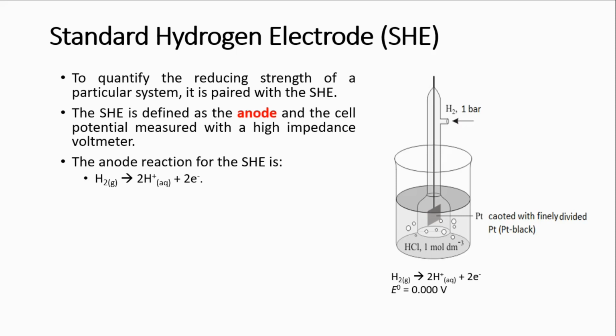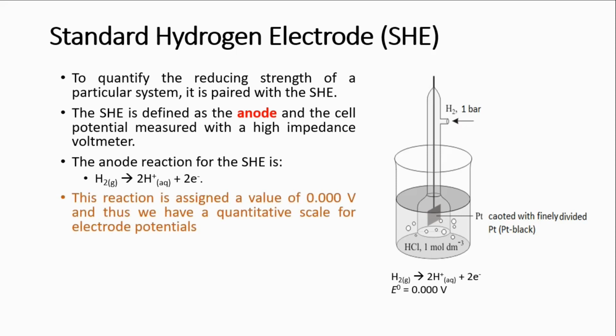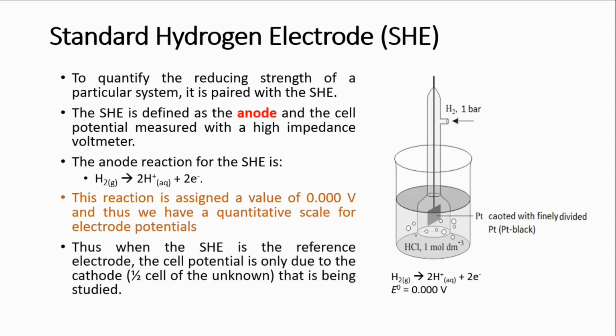gas is being converted to hydrogen ions. That is, losing 2 electrons to produce 2 H plus ions in solution. Now, the reaction, like mentioned earlier, is assigned a value of 0.00 volts. Thus, we have a quantitative scale for electrode potential. So all electrode potentials, which are reduction potentials, are measured relative to the SHE. And of course, the SHE is our universal reference electrode. So any potential, as mentioned, is due to the cathode, which is the metal to be tested.